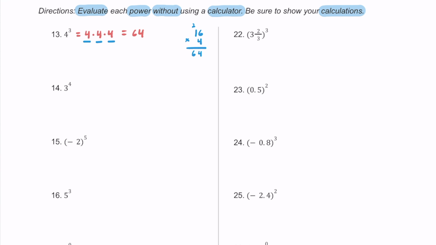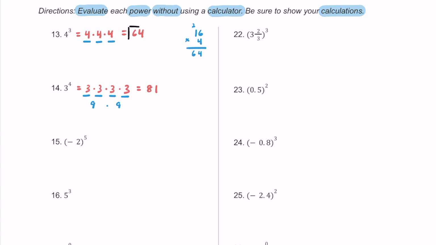Okay. For number 14, we have 3 to the fourth power. So this is really 3 times 3 times 3 times 3. So that is 4 3's multiplied together. Now, here we can say, okay, 3 times 3 here, that does equal 9, right? And then 3 times 3, that does also equal 9. So 9 times 9, that should equal 81 if we go ahead and multiply those together. So let's go ahead and say that this is going to equal 81.